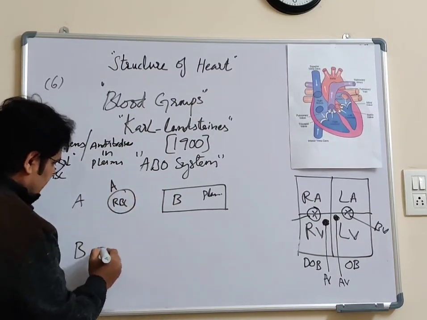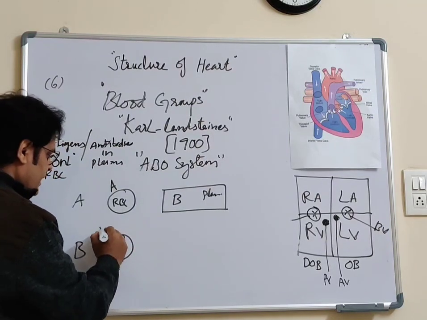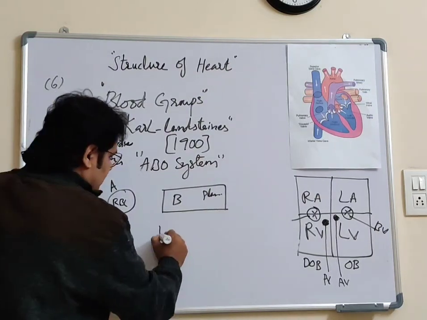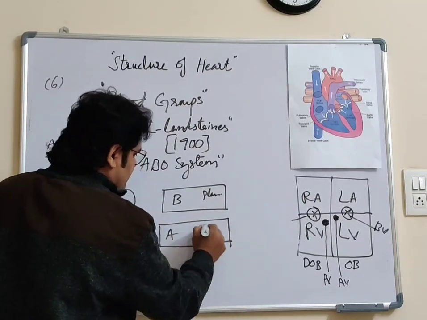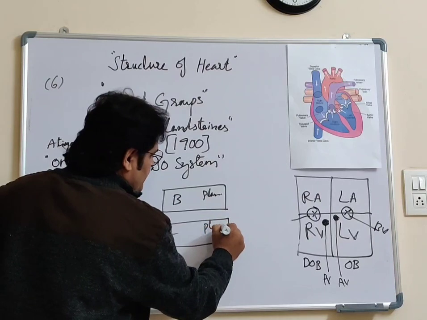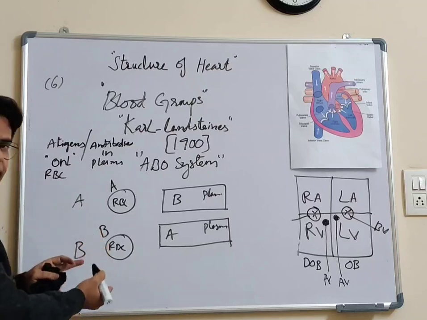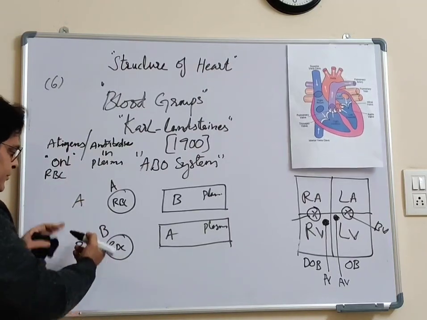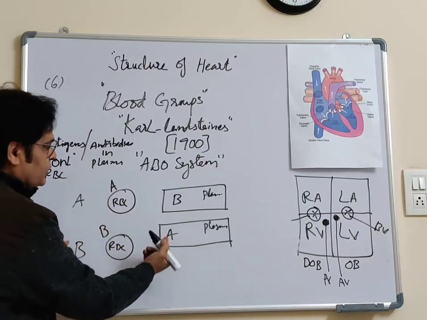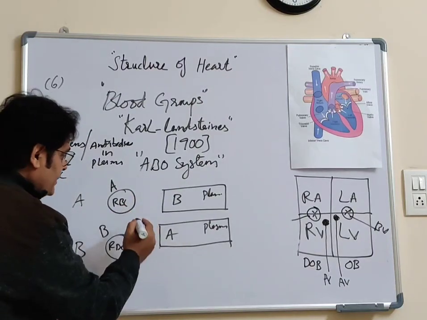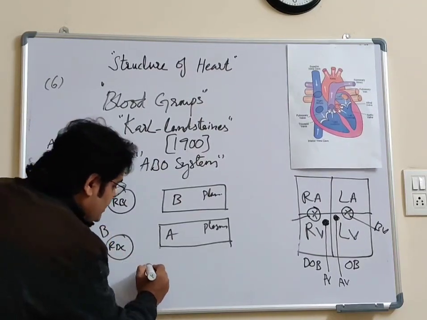And for group B, antigen B is present on the RBC membrane and antibody A is present in plasma. Now suppose the B person gets in an accident. The A person wants to help his friend by giving blood, but both the antigens and both the antibodies are different. Then what happens if he gives blood to blood group B? Coagulation takes place.